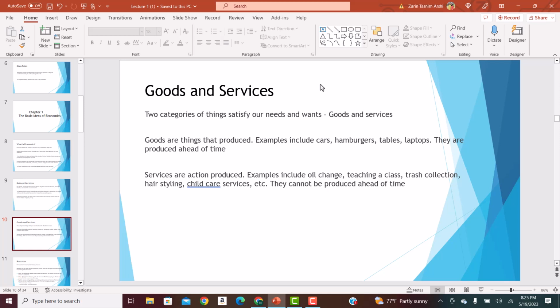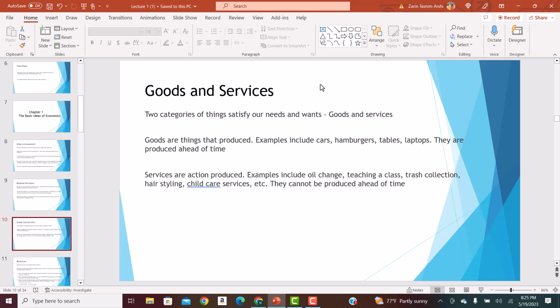So what is a good? Goods are things that are produced. Anything that is tangible, that is produced and can be touched, is a good. For example, cars, hamburgers, tables, laptops, homes, anything you can touch. These are all goods, and they're produced ahead of time.